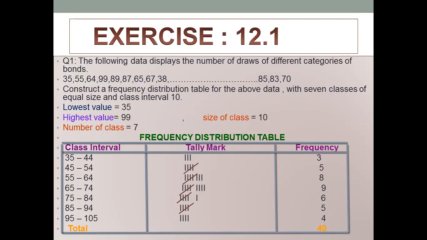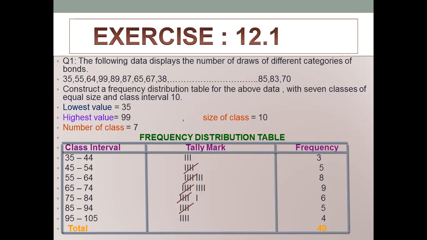You count the numbers in your data. There are exactly 40 numbers given. If 40, it means that your answer is correct. If there is 39 or 41, it means you check all the classes again. You missed one value or you wrote a value greater than in any class. So the sum of the frequency must be equal to the total number of data given in the question. Is it clear to you?